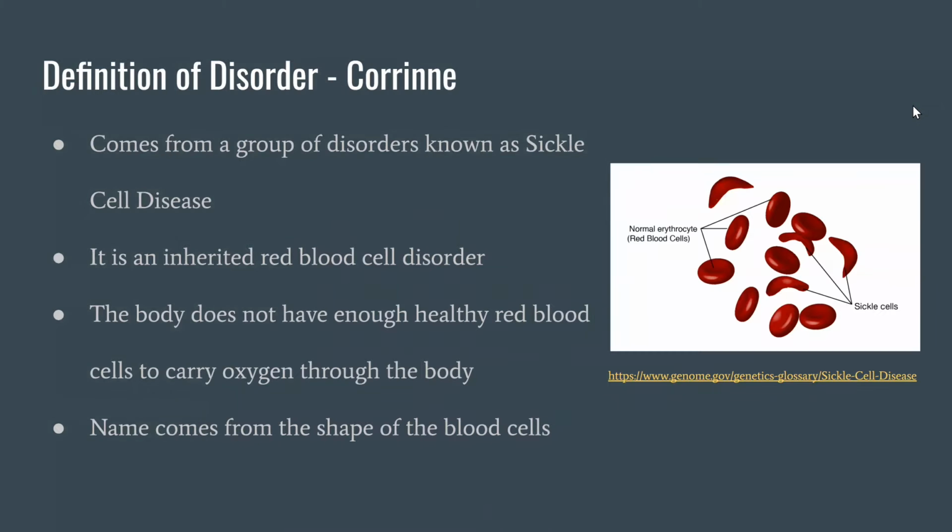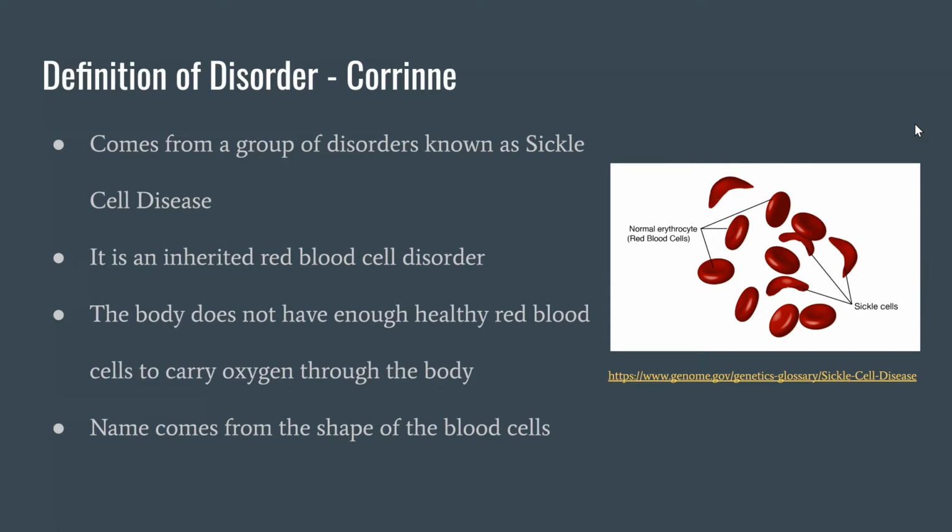Sickle cell anemia comes from a group of disorders known as sickle cell disease. This is an inherited red blood cell disorder. As you can see, red blood cells are normally in this flat, circular disc shape, and sickle cell red blood cells are sickled and have this crescent moon shape. Basically, this disorder means that the body does not have enough healthy red blood cells to carry oxygen throughout the body itself.